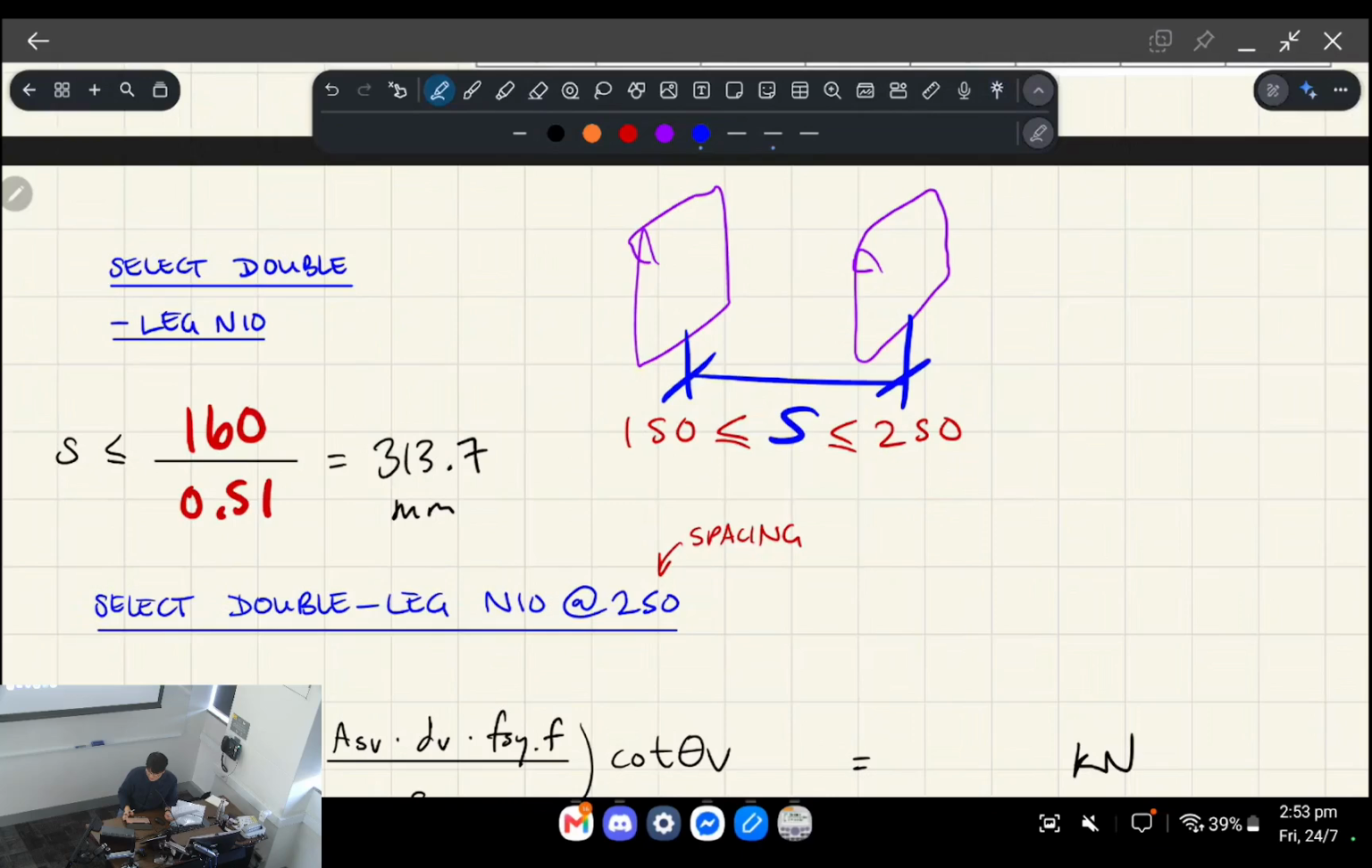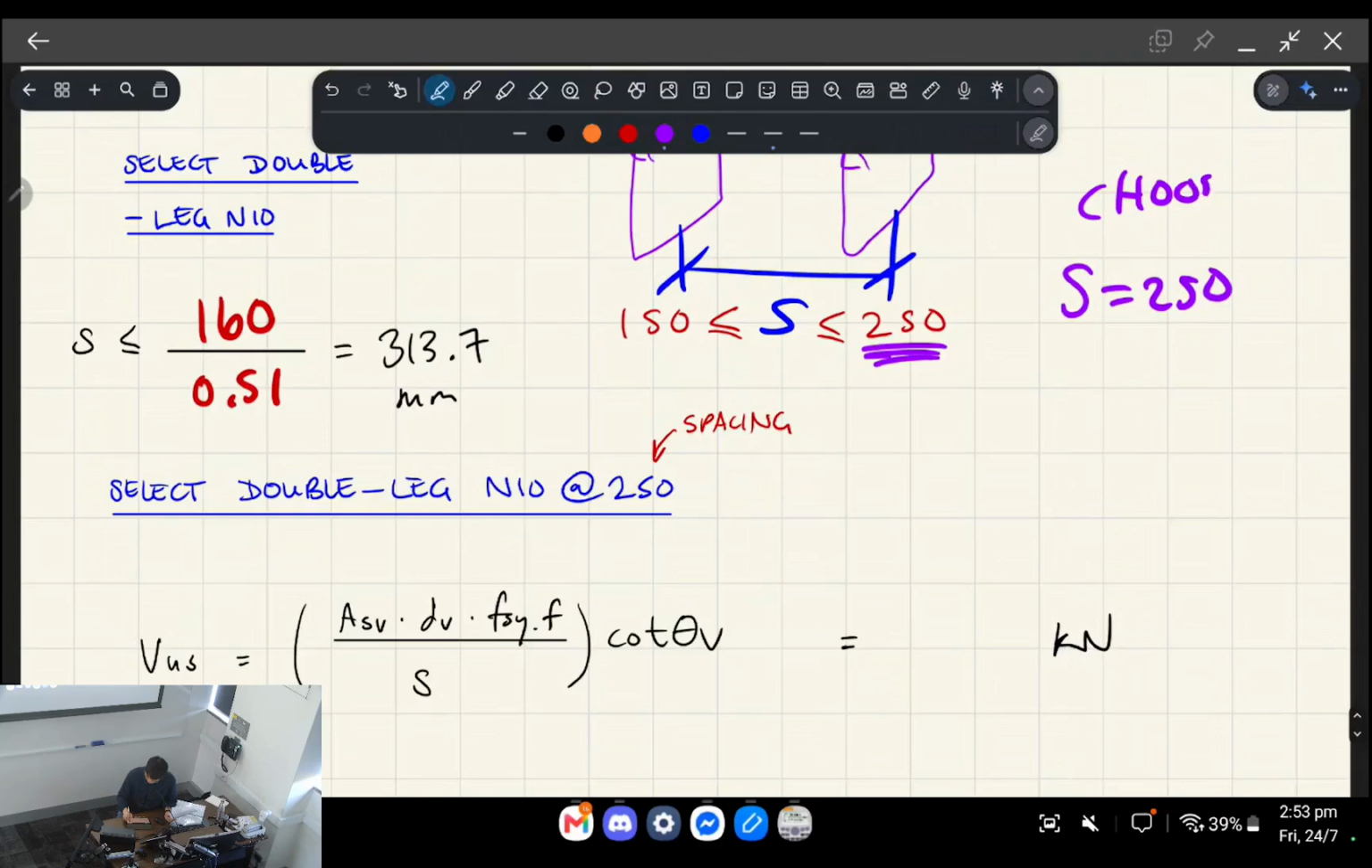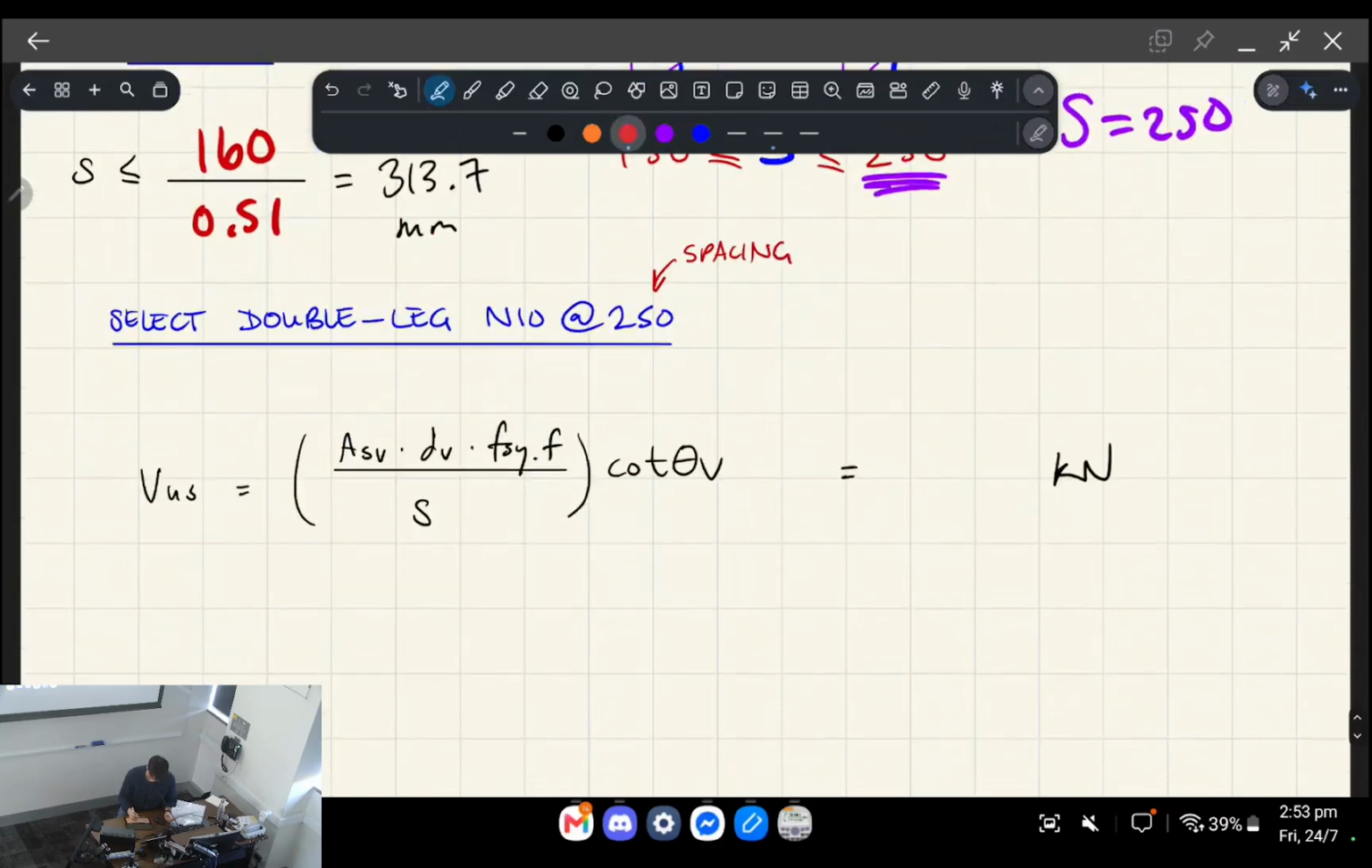Oh, I just realized we're low on time. Okay, you'll see later why, but I choose to do S is equal to 250. So we're going to choose S is equal to 250, and that's going to manifest in this equation when we're plugging in for the shear capacity. Sorry, I'm running out of time, so I'm going to write kind of quickly.